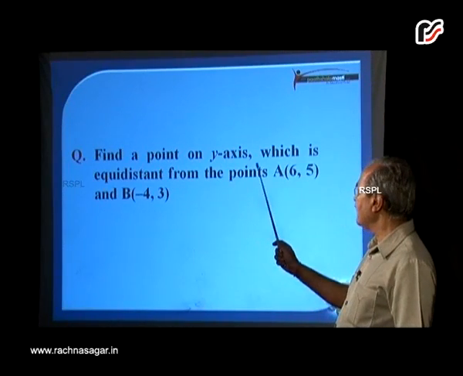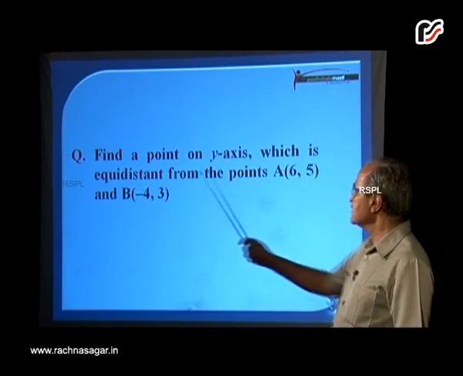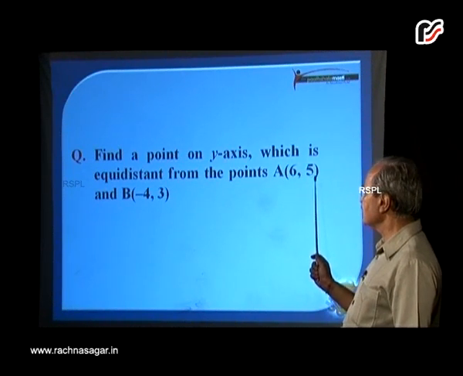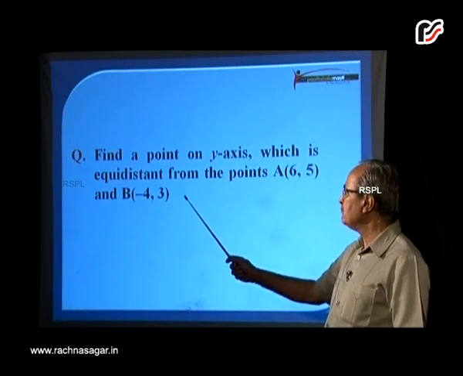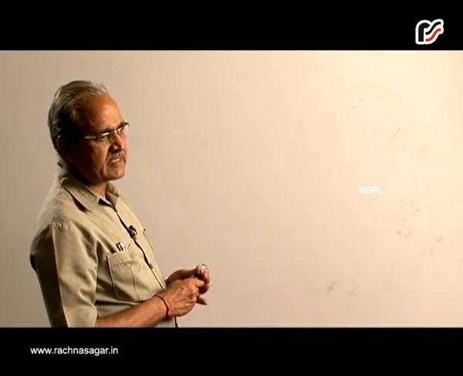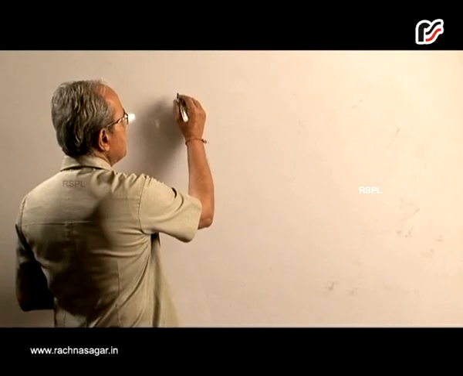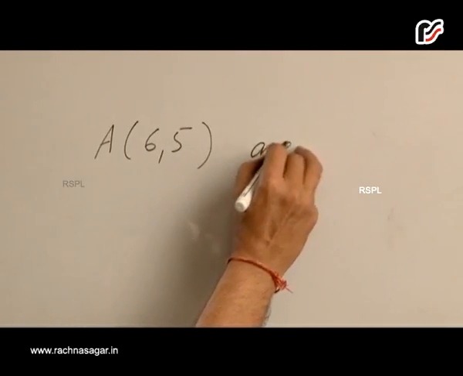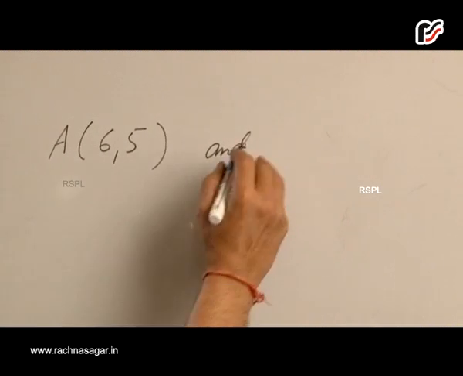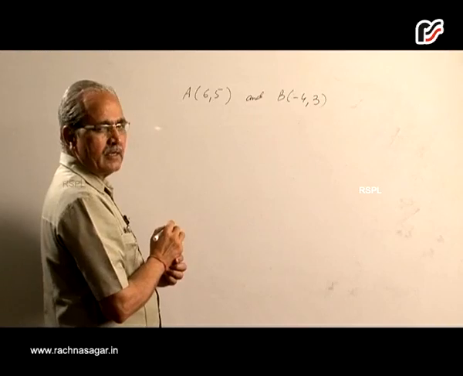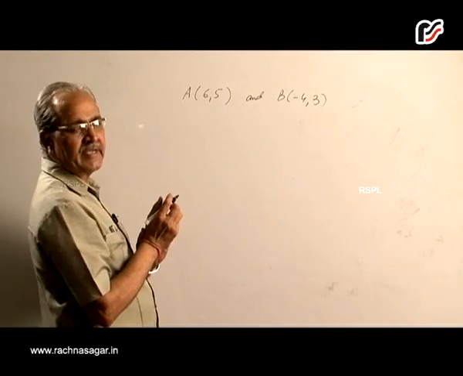Find a point on y-axis which is equidistant from the points A (6, 5) and B (-4, 3). We have to find out a point on y-axis which is equidistant from the points A (6, 5) and B (-4, 3). And we require a point on y-axis.